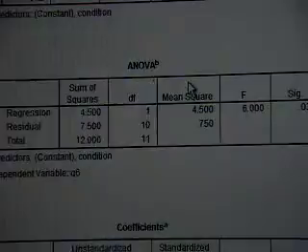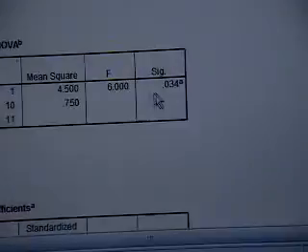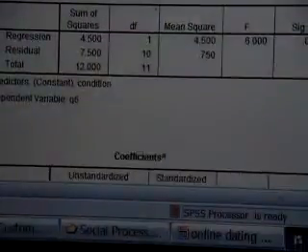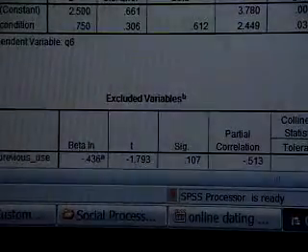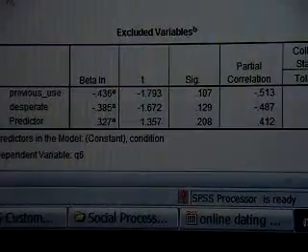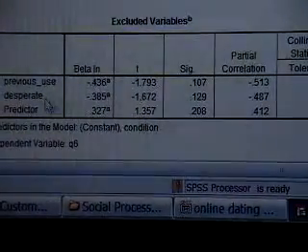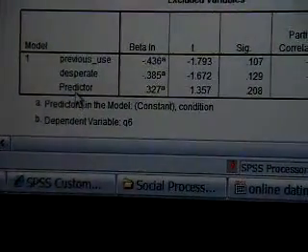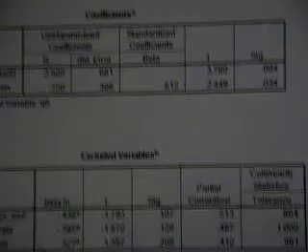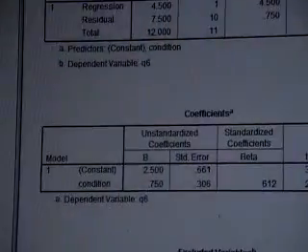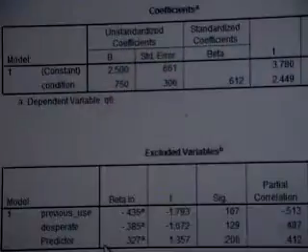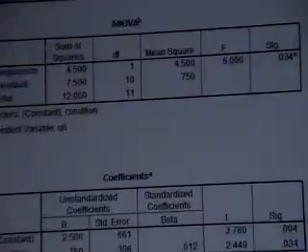Here it goes on to explain the degrees of freedom, the mean square, F value, significance of 0.03, and then the coefficients. Now this isn't going to be important for the paper, but it excluded previous use, desperate, and predictor. Now it excluded these because it did not see that this would be beneficial, that there was no beneficial use for using these once you use the condition variable.